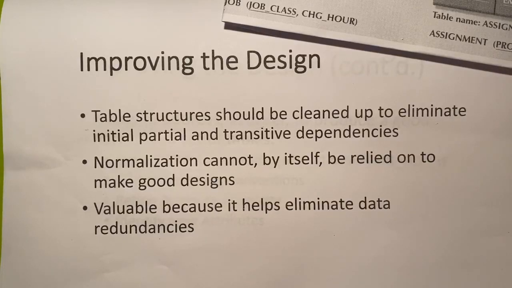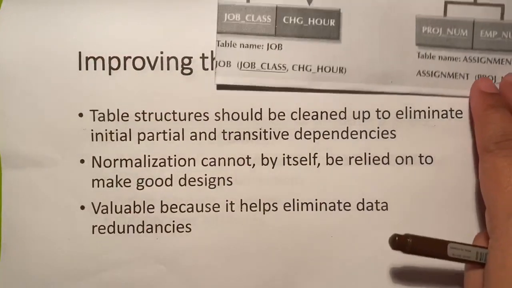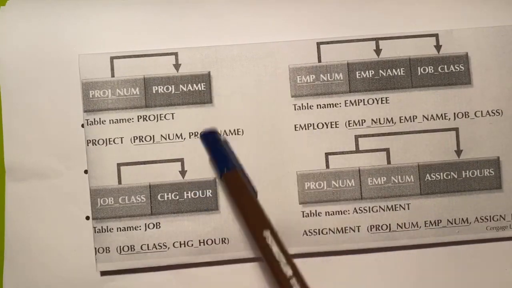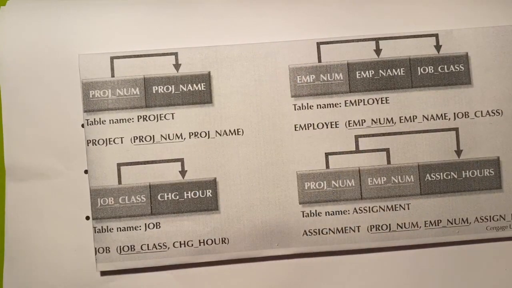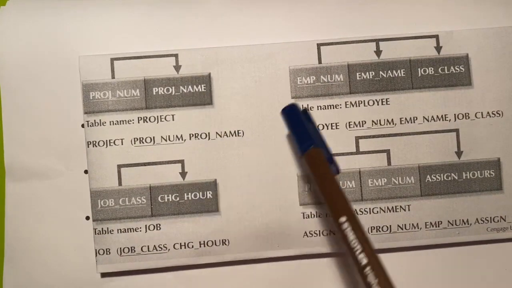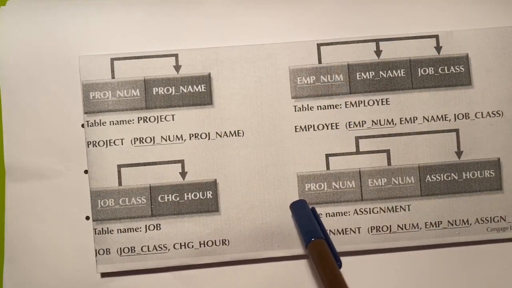Alright, so I think we can finish our normalization chapter today. So let's talk about improving the design of your normalization. Last time we stopped here, slide 36. So you have come up with 4 tables after your third normal form. So we have project table, job table, employee table, and the assignment table.